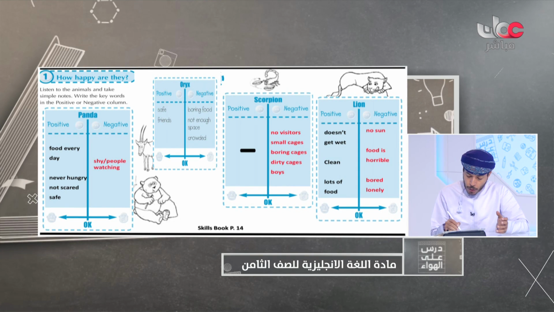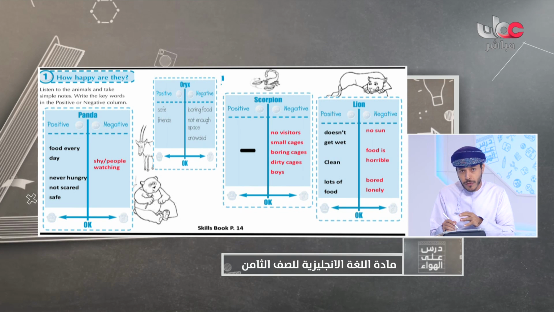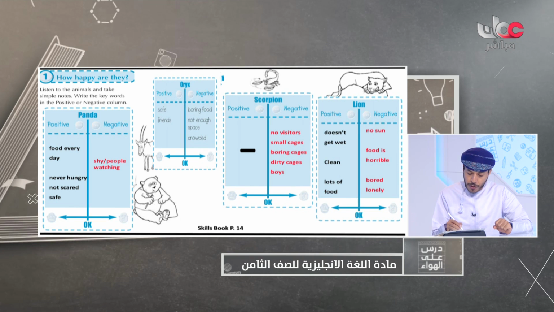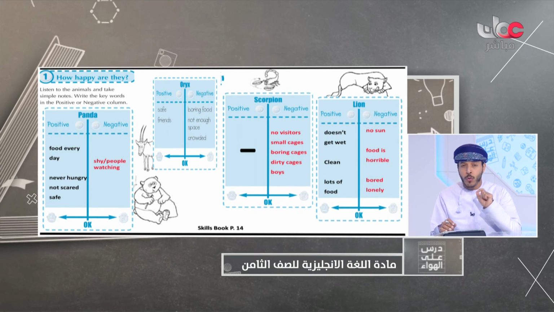For example, because this panda is going to talk about itself, okay, to describe the positive and negative things. And the same thing for the oryx, for the scorpion, and for the lion. Good. So we have here different positive and negative features of these animals. I put them here because I would like you to write.